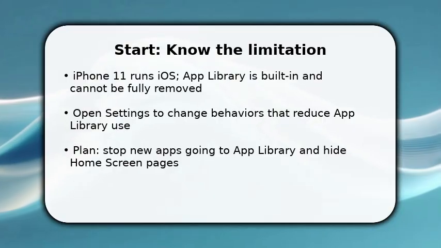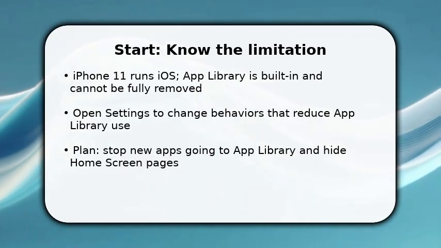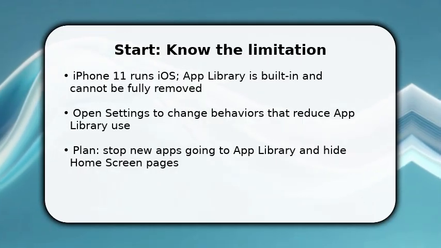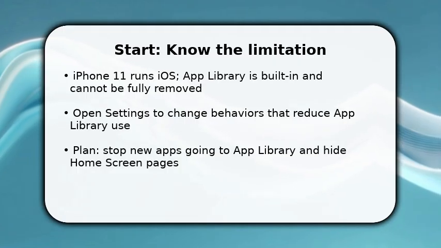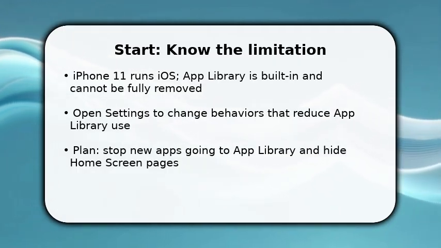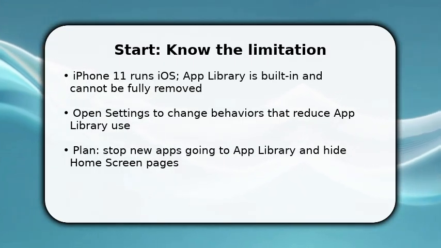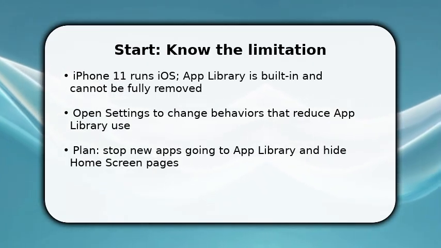You need to start by accepting one key fact. The app library is a permanent feature on current iOS versions, so you cannot fully delete it. Open Settings now and stay with me. We'll change behaviors that make the app library essentially invisible to you. Once done, you'll direct new downloads to your home screens and hide any pages you don't want to see. This reduces app library interference while keeping your phone stable and avoiding unsupported tweaks.